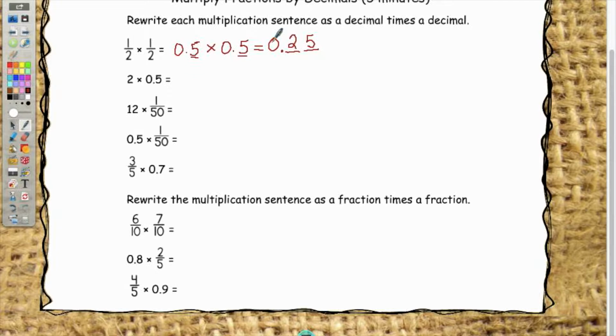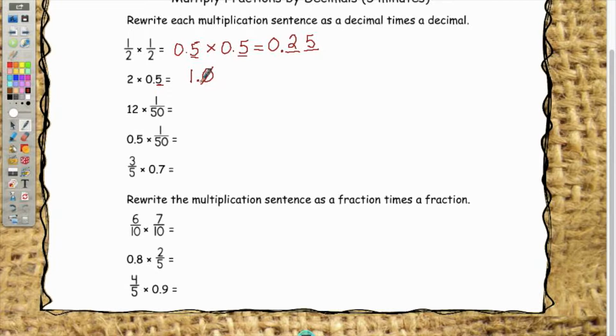On this one, I think it might be a little bit different. 2 times 5/10. So what's 2 times 5, first of all? 10. How many digits will be in the decimal place value? 2. So 2 times 5/10 will be 10 tenths. And you cross off the 0, so what is it? 1. Okay.